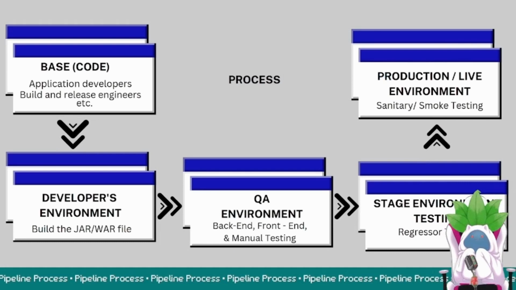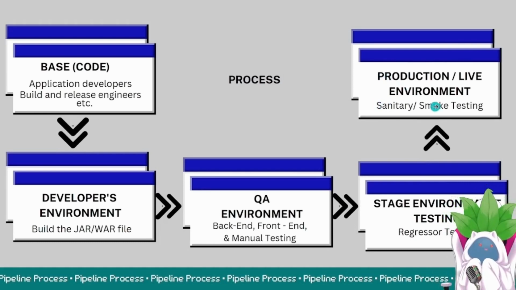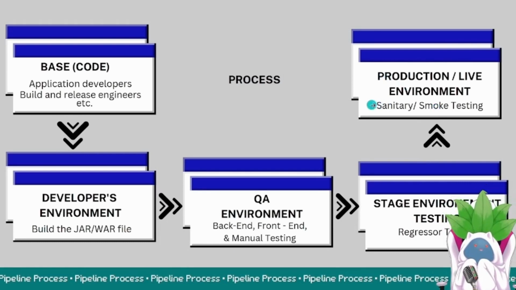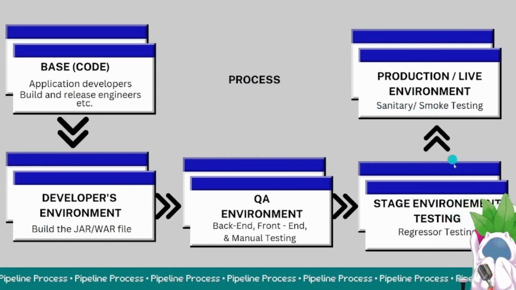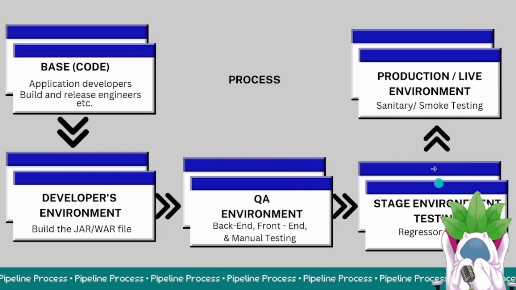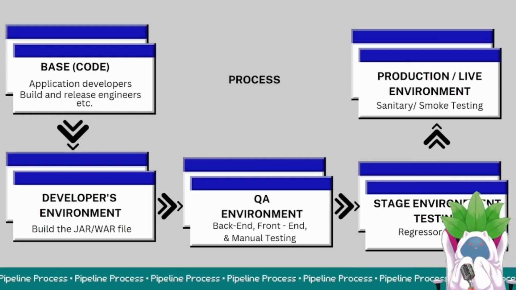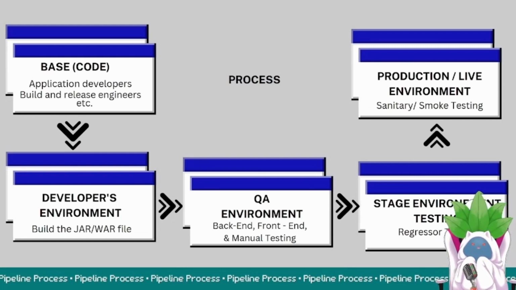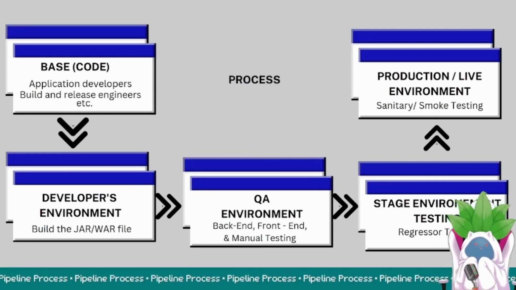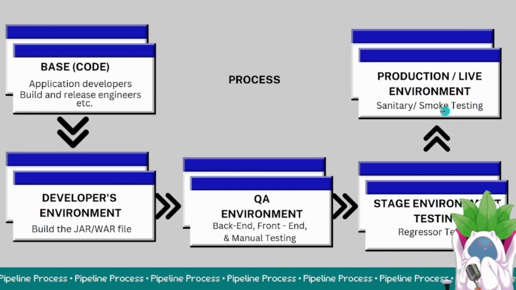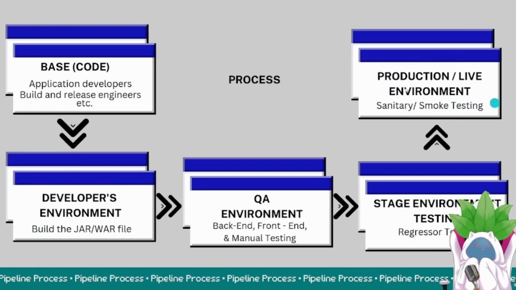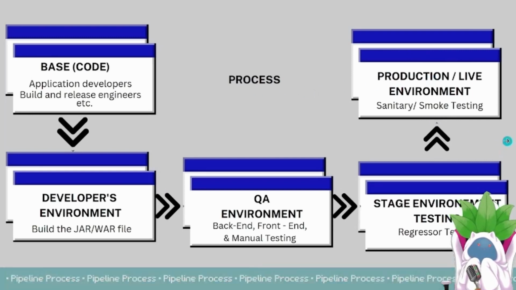And in this environment, there will be a sanity or smoke testing. Although some skip the sanity or smoke testing since it was already tested in the stage environment testing. But anyway, we'll discuss it. So, sanity or smoke testing, this is where the project's core functionalities will be tested. If there are no issues or errors in the sanity and smoke testing, then this is the ending environment in the pipeline process. So that's it for the pipeline process.